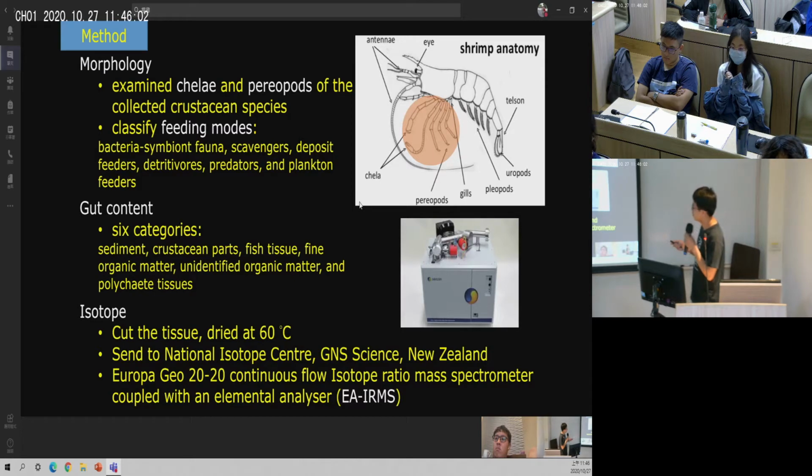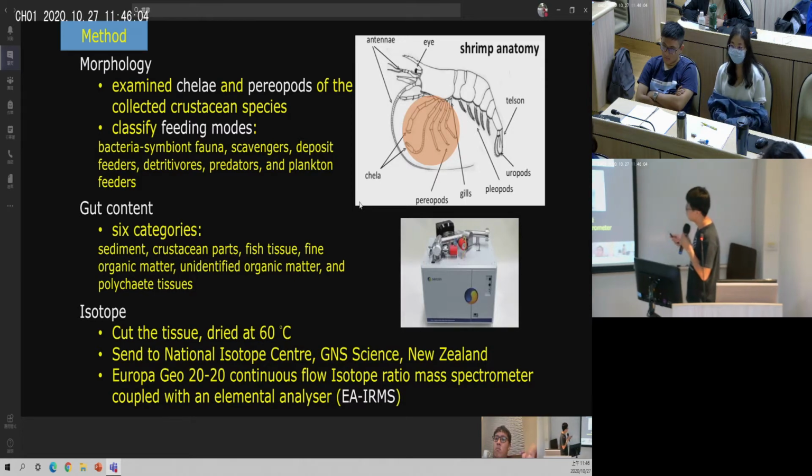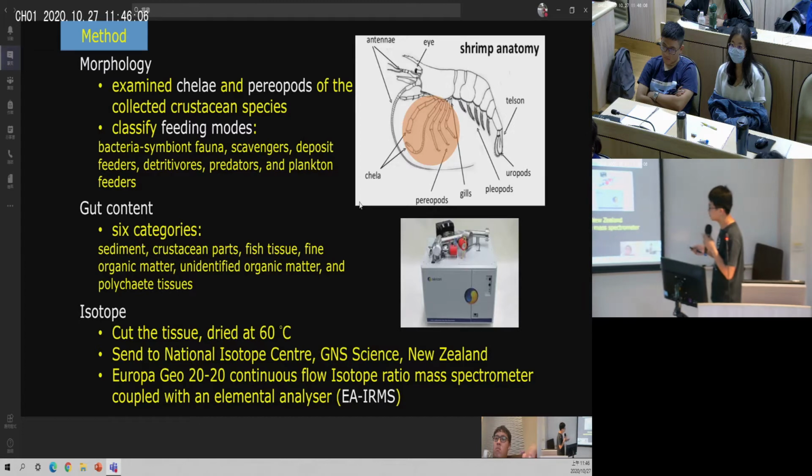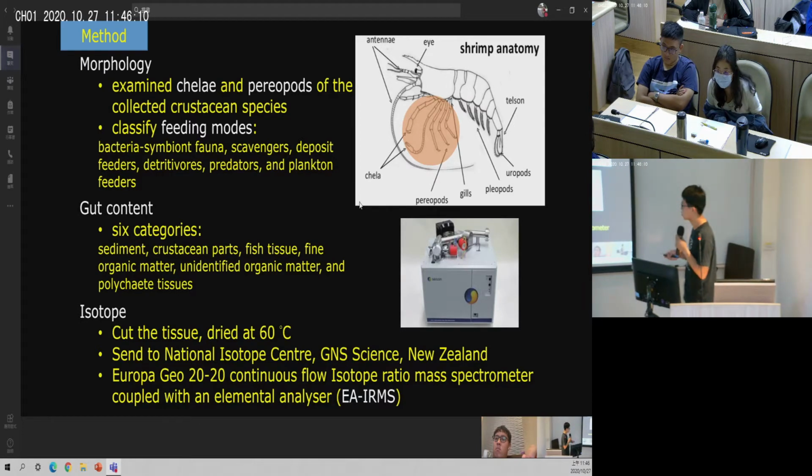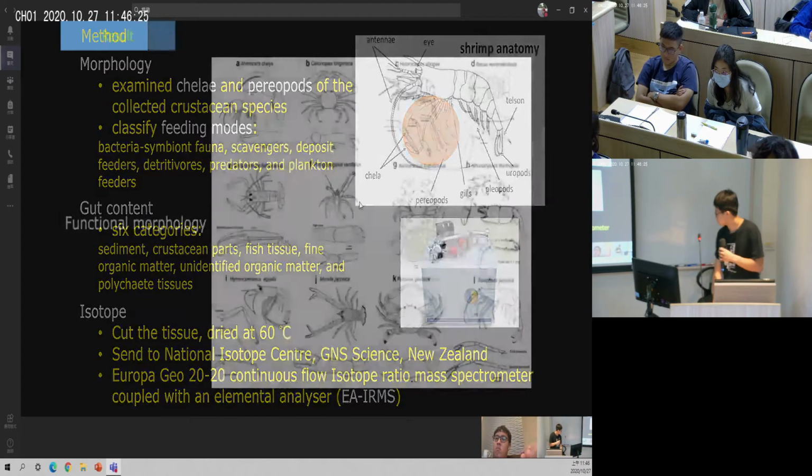And we have three methods to examine our aim: the morphology of the crabs or creatures, the gut content, and the isotope. The morphology will examine the chela and the pereiopod parts here. The chela is this, and the pereiopod part is this, to classify its feeding modes. And for isotope we will use this, an IRMS.